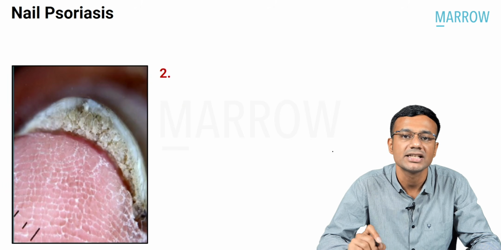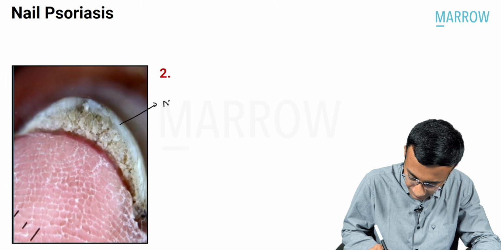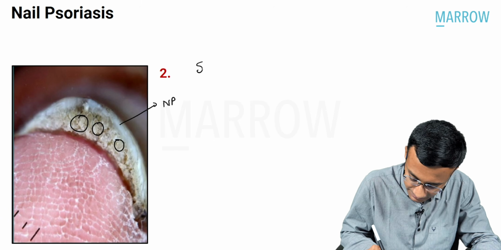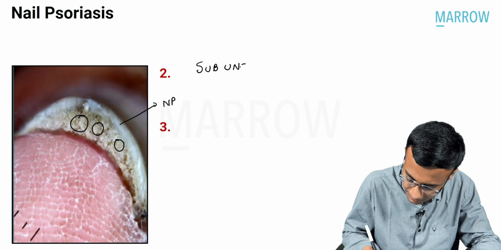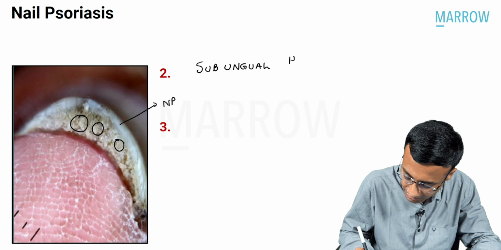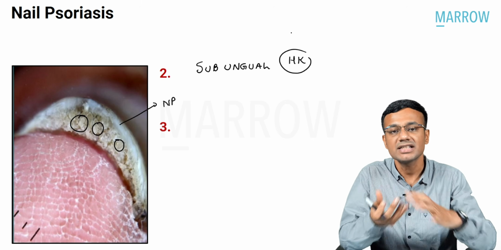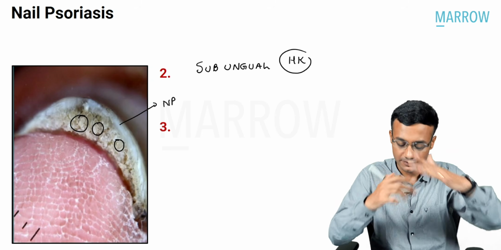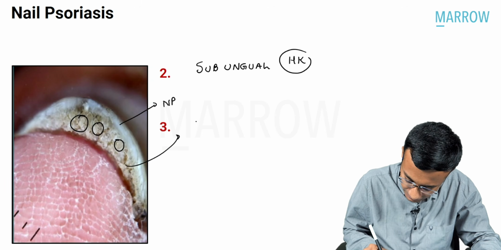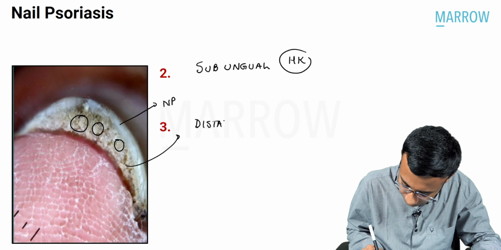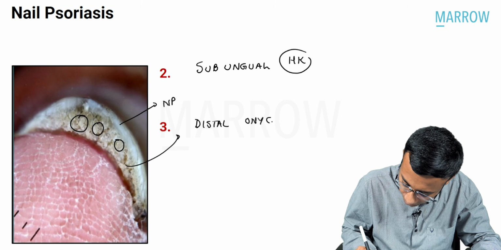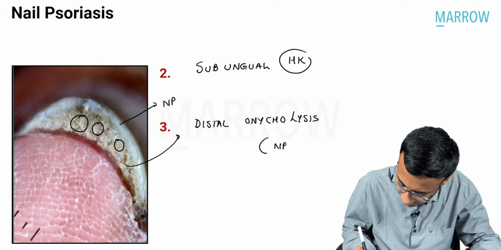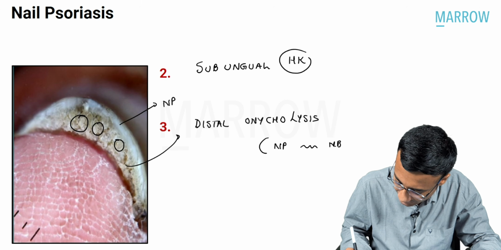The second important nail change in psoriasis, this is the nail plate. So what do we see? We see a material below the nail plate which is called subungual hyperkeratosis. Subungual hyperkeratosis. And once this material pushes the nail plate, what will happen? The connection between the bed and the plate is lost, resulting in the separation which is called distal onycholysis. Distal onycholysis, which is the separation of the nail plate from the nail bed.